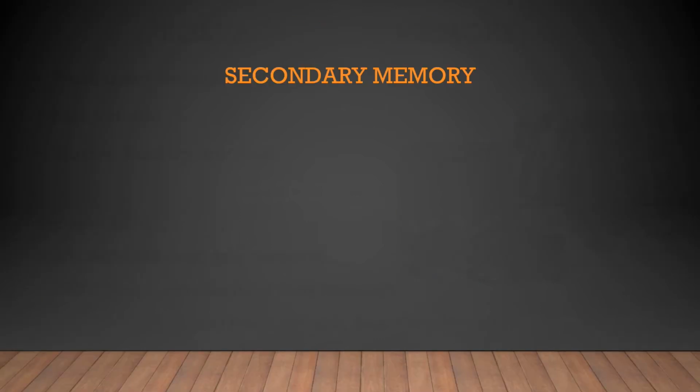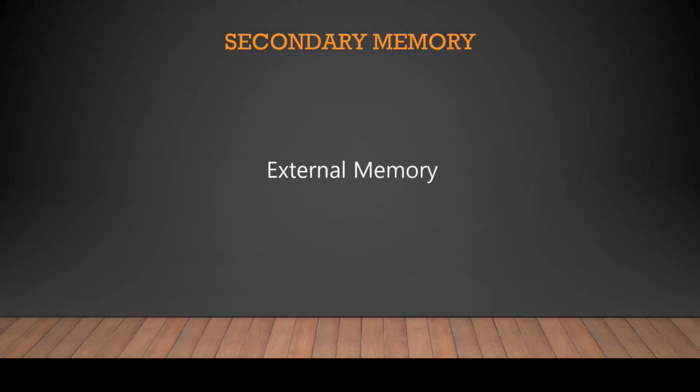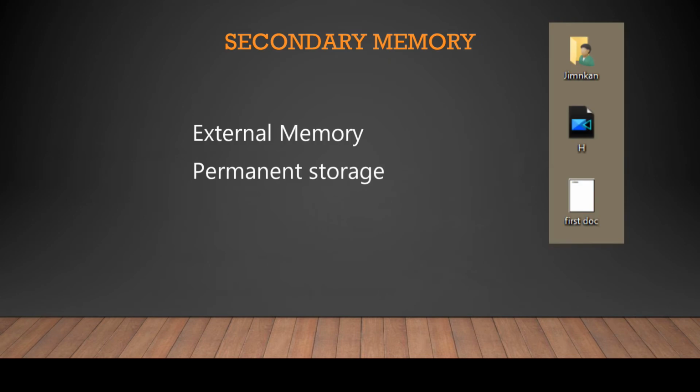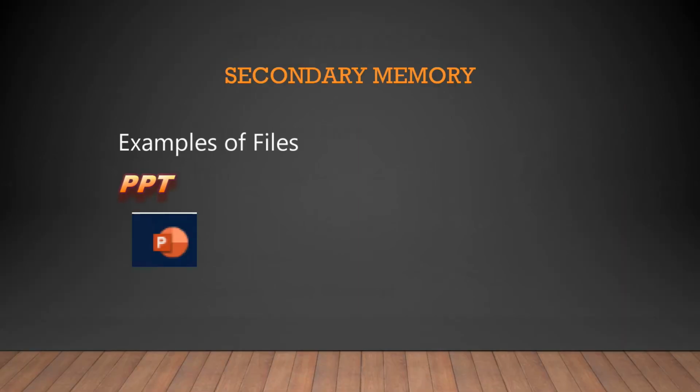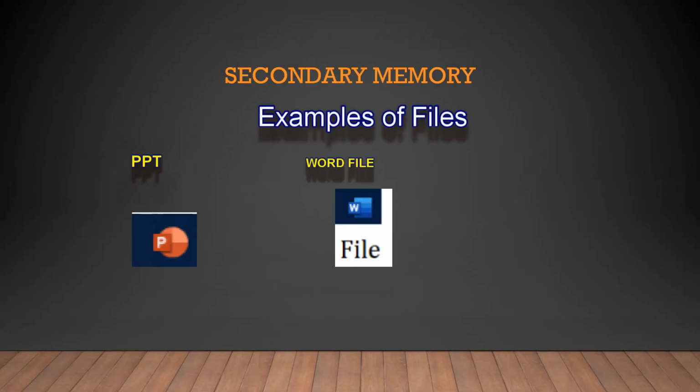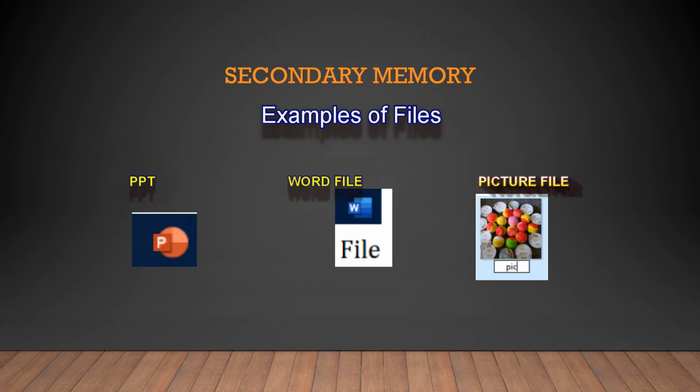Now, we are going to see secondary memory. Secondary memory is an external memory. It is used for the permanent storage of files, folders and applications. Tell me some examples of files. PPT, Word file, picture file, etc.